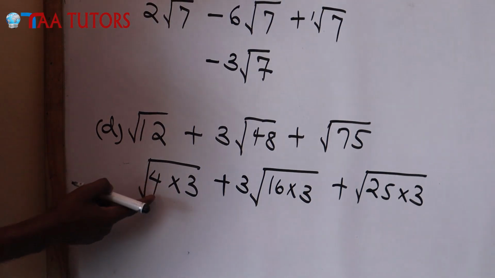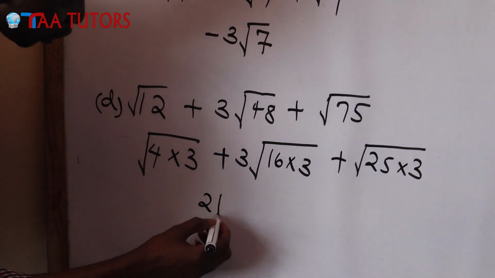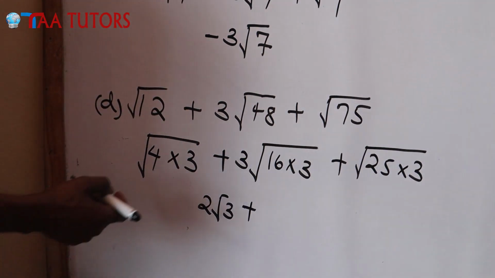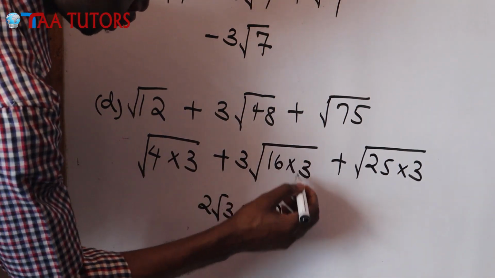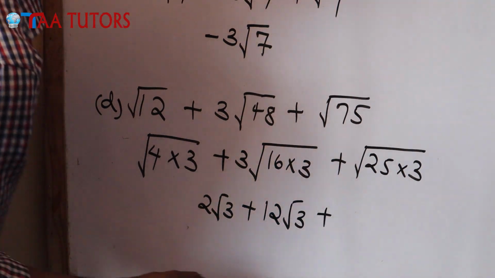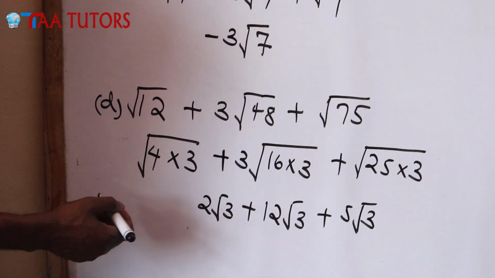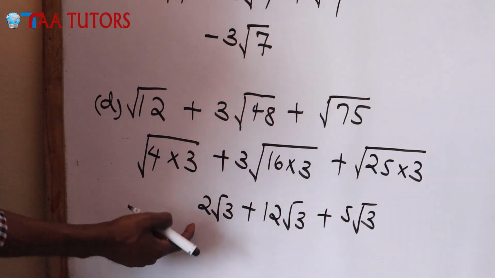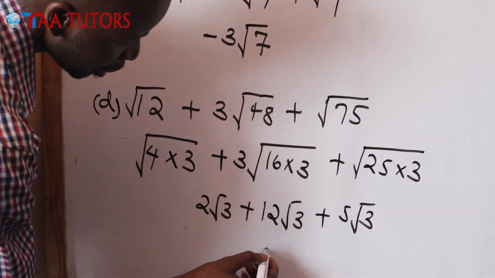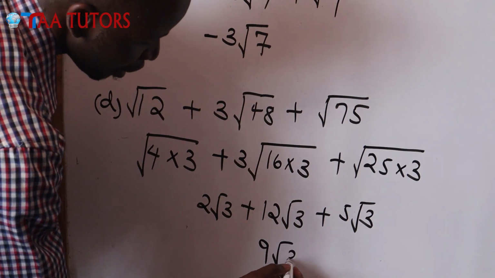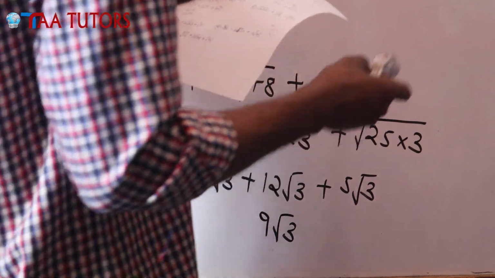So if we do this, surd 4 here is 2, surd 3 is 3, so it will be 2 surd 3 plus surd 16 is 4. 4 times 3 is 12. Surd 3 remains surd 3 plus surd 25 is 5. Surd 3 is 3. So we see we have 3, 3, 3. Let us now add them. 2 plus 12 is 14. 14 plus 5 is 19. 19 surd 3.